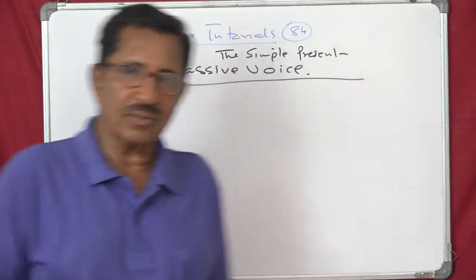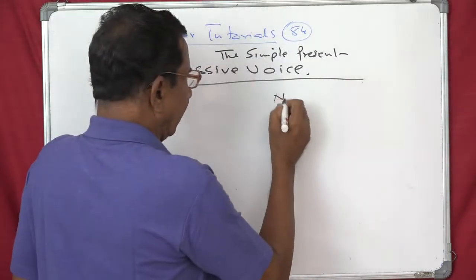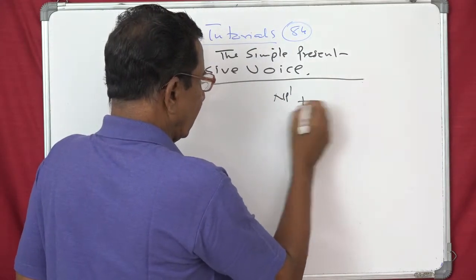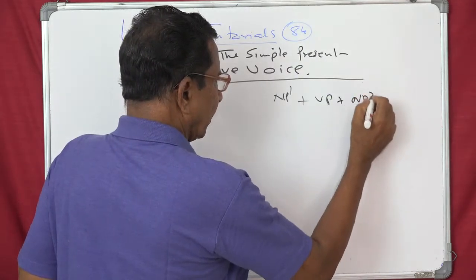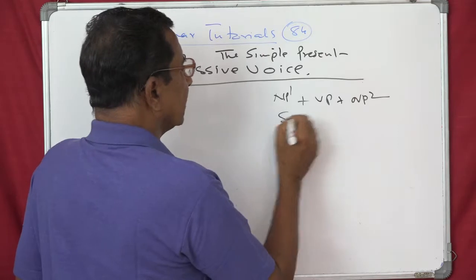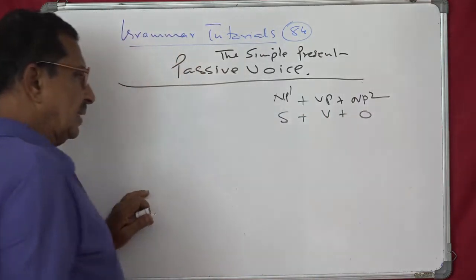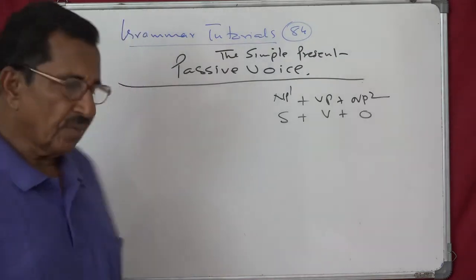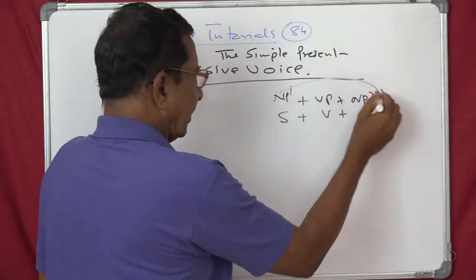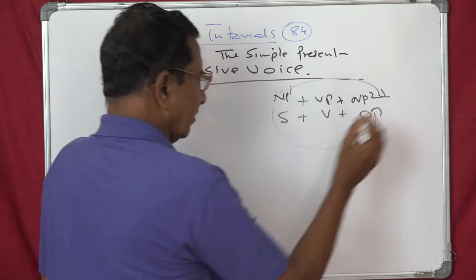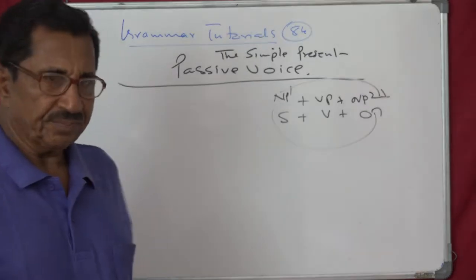Now we come to the passive, very easy. Remember, what is the formula for passive? NB1 plus active VP plus NB2. Or in the good old days we would say subject plus verb plus object. So what is the formula? The formula is shift. This will come here and this will go here. Isn't it? That's what happens in passive.